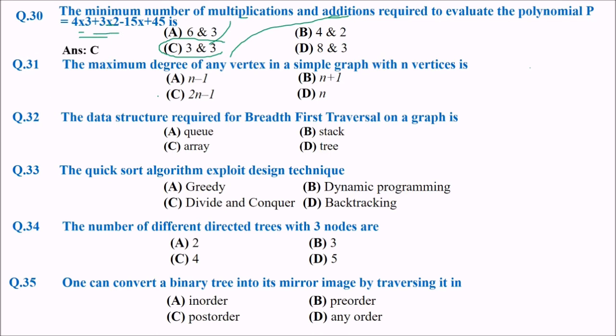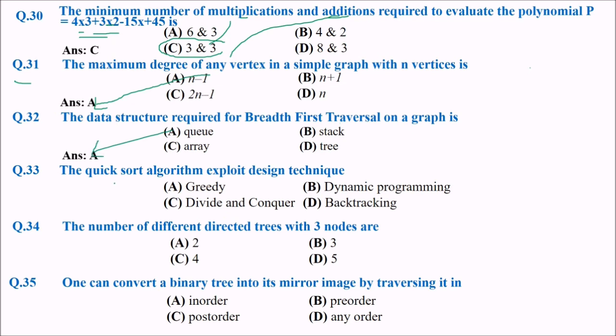The next one is the maximum degree of any vertex in a simple graph with n vertices, which is nothing but n minus 1. The data structure required for breadth first traversal on a graph is: there are two types of traversal, depth first and breadth first, and the data structure employed for breadth first traversal is the queue.